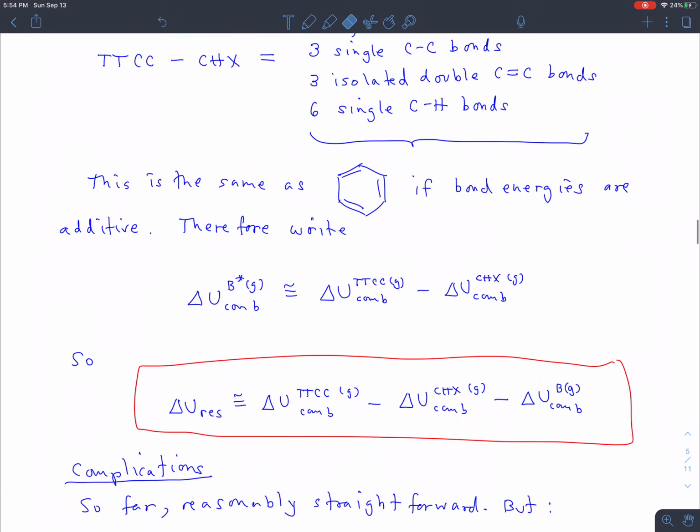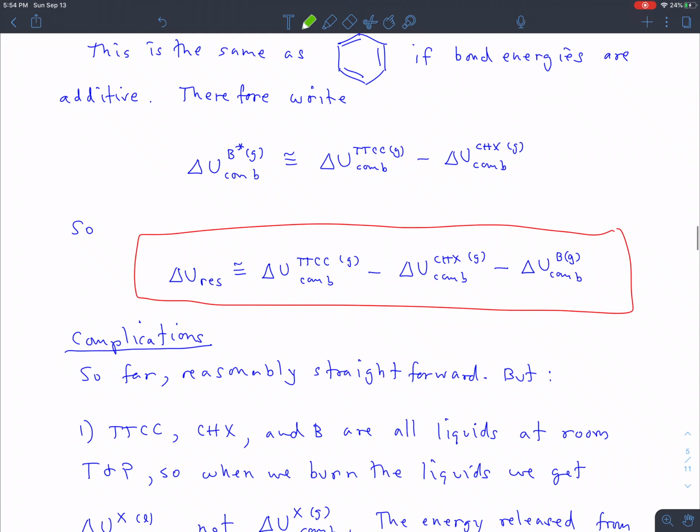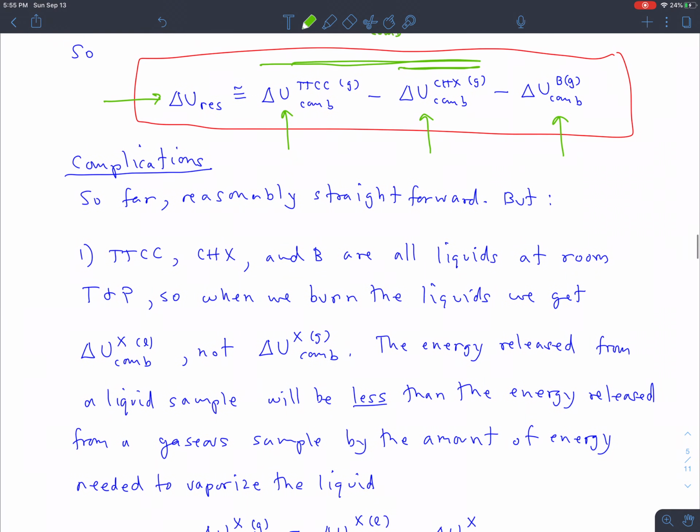And so what that says is that our resonance energy, or an estimate of our resonance energy, should then be the energy of combustion for TTCC minus the energy of combustion for cyclohexane. All of that is our estimate or our approximation for the combustion energy of B star, minus now the combustion energy for benzene, which we can get directly because benzene is a real molecule. So far, so good.